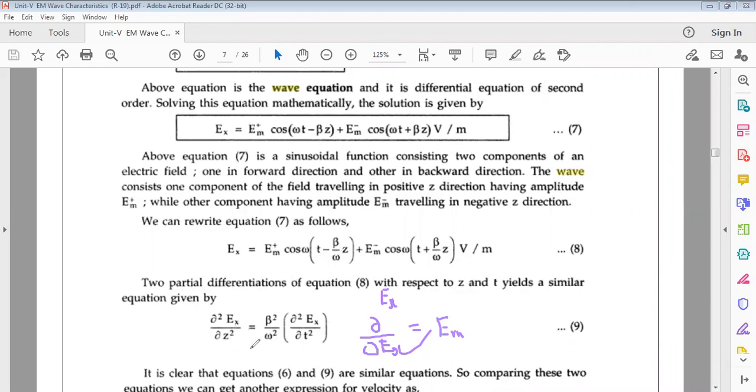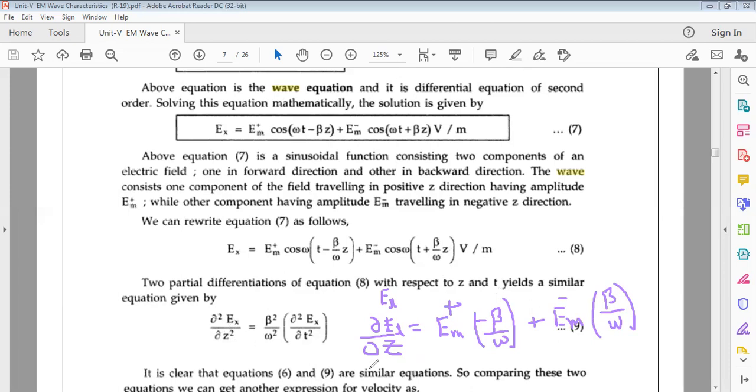And with respect to z, we are applying here. Dou Ex by dou z. With respect to z we are applying, so the term is beta by omega z coefficient. Okay, one time you will get the minus beta by omega. Similarly, Em plus. For the second term also, Em minus. Again, the cos function, you get the derivative with respect to z. And the z coefficient is beta by the omega. Got it, my dear students.